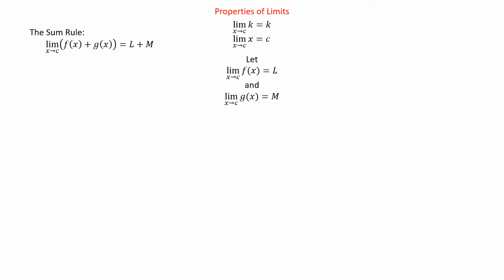the limit as x approaches c of, we'll go x approaches 2 of x plus 3 equals, we can split this up. What's the limit as x approaches 2 of x? Well, that uses this one. So that's going to be 2 plus, what's the limit as x approaches 2 of 3? That uses this top one because 3 is a constant, so that's 3. 2 plus 3 equals 5. So the limit as x approaches 2 of x plus 3 equals 5.